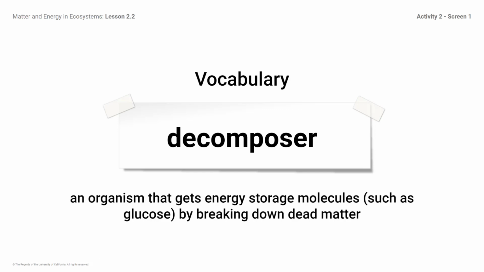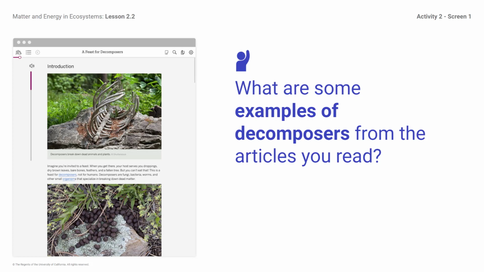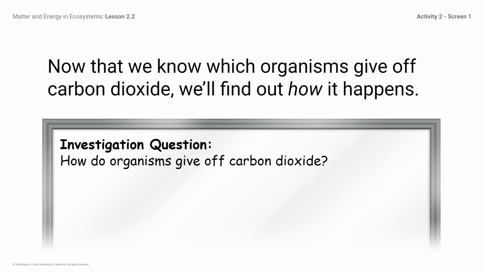Vocabulary: decomposer, an organism that gets energy storage molecules, such as glucose, by breaking down dead matter. What are some examples of decomposers from the articles you read? We might say worms, termites, mushrooms, fungi of various types, soil bacteria, mold, aquatic bacteria, or small insects.